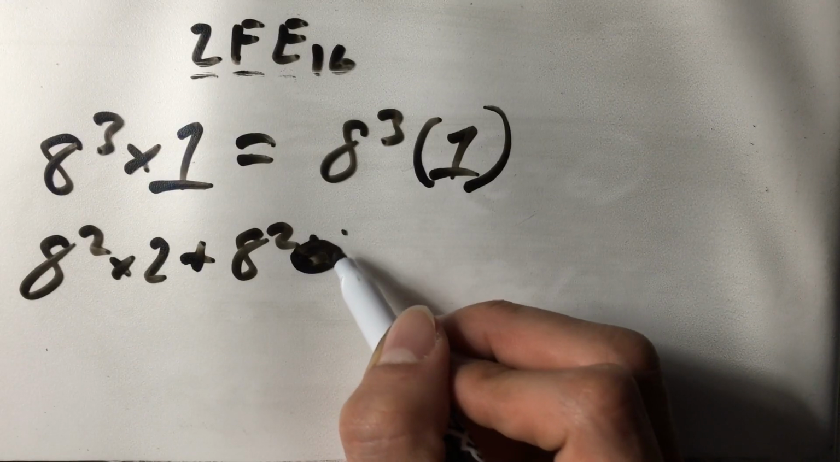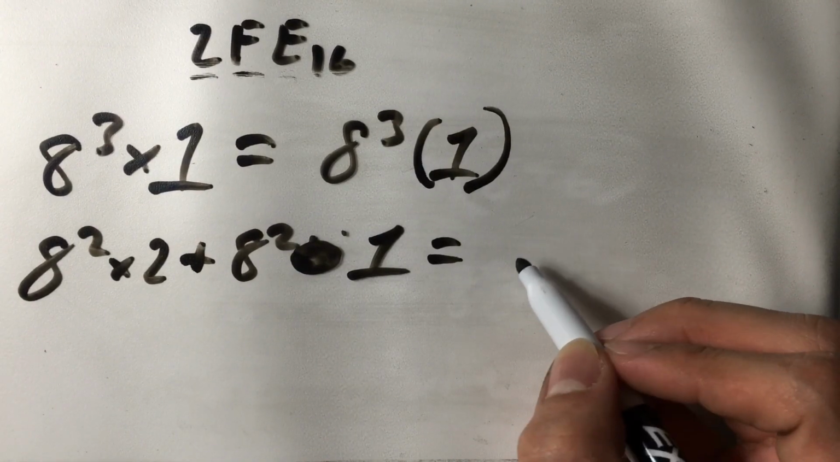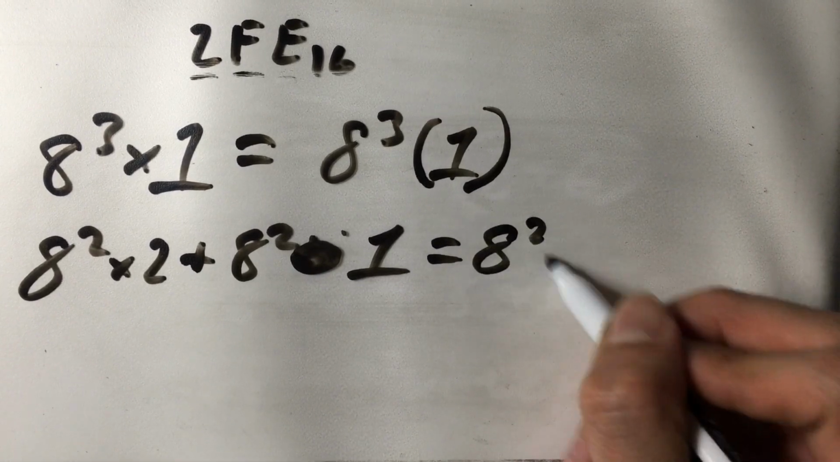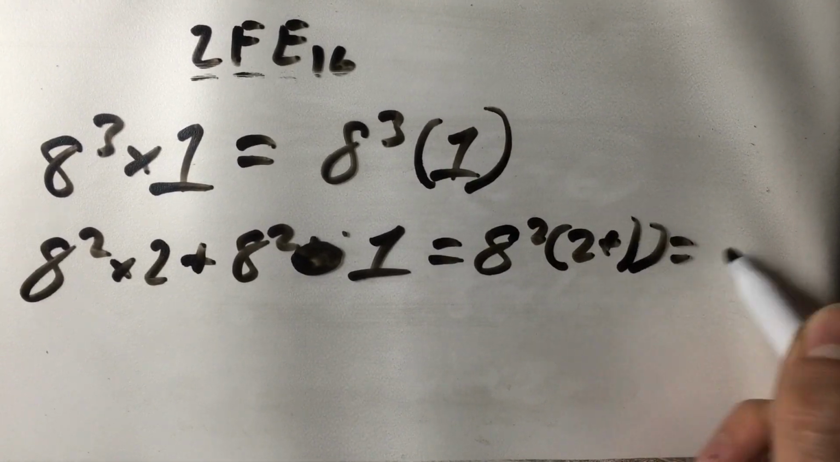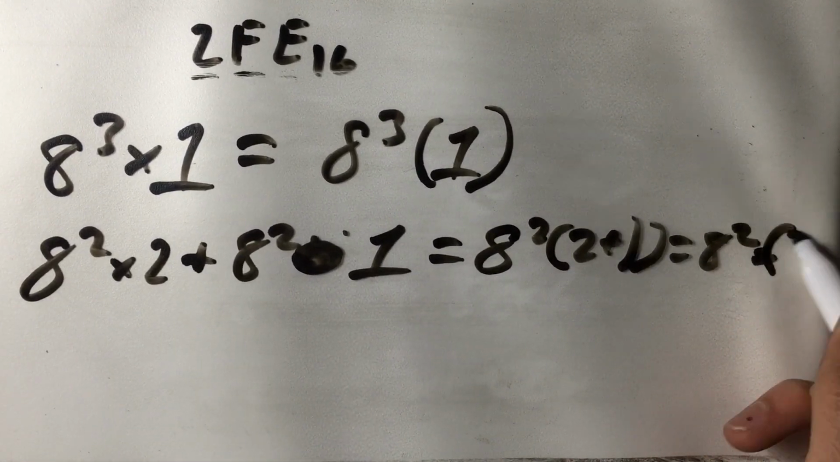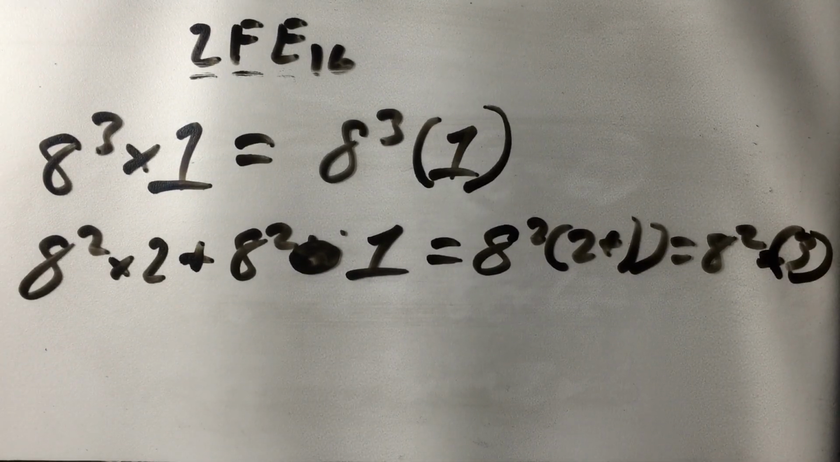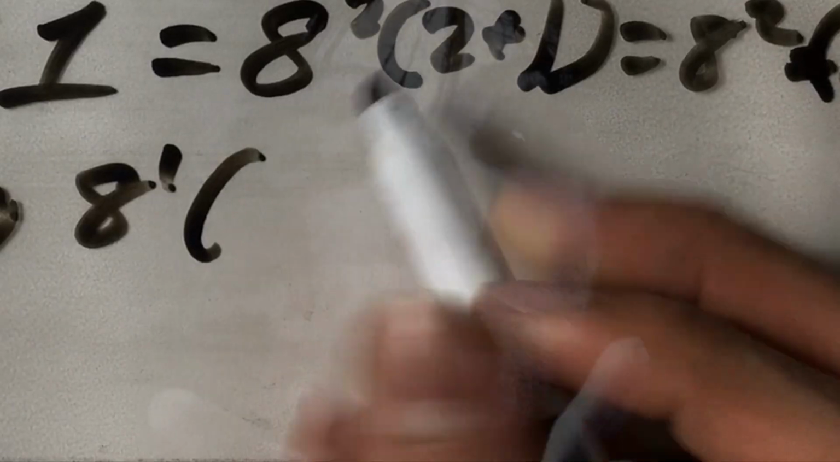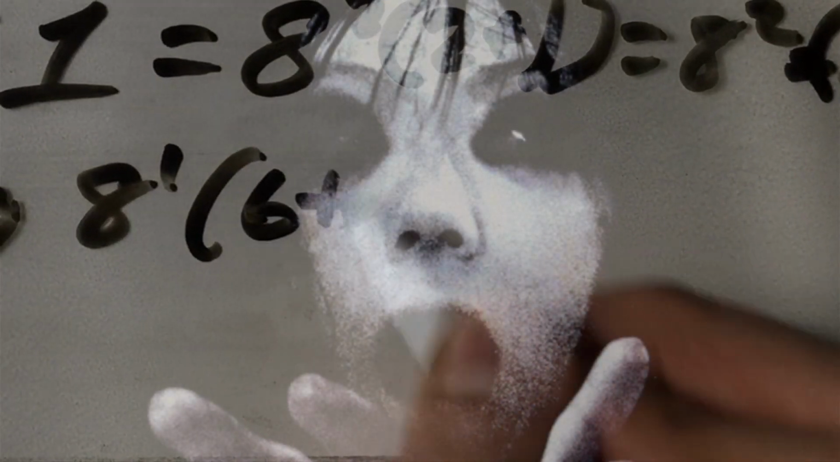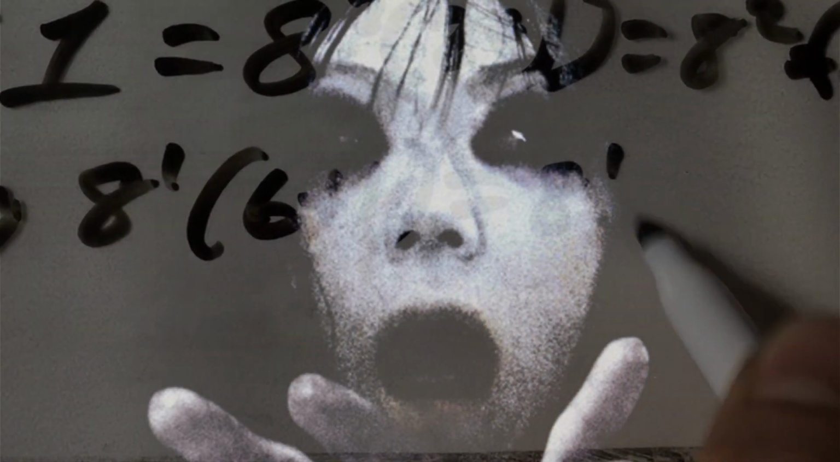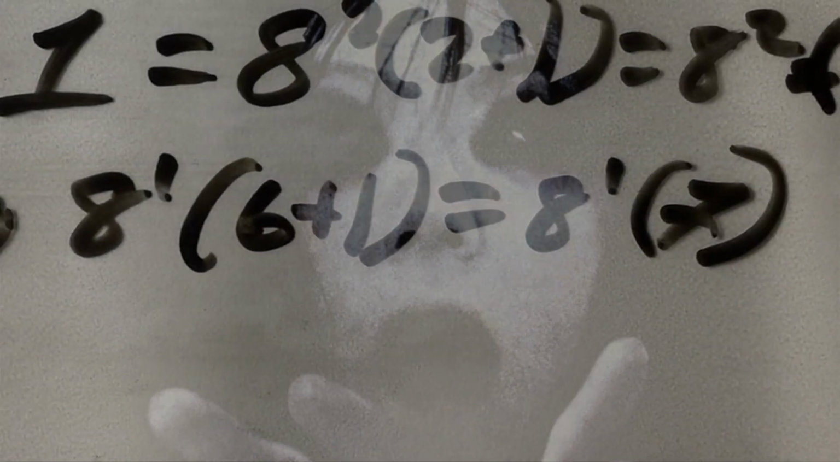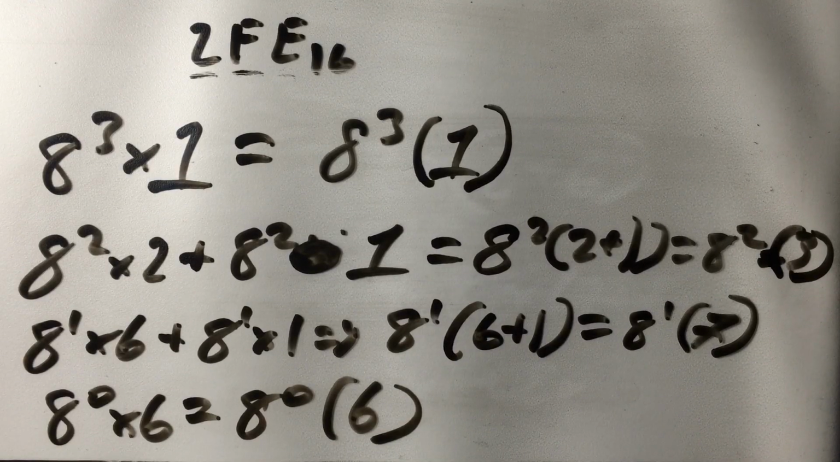It's black like my soul. And what do we get? We get 8 squared times 2 plus 1, which equals 8 squared times 3. And we do that again for 1. See, we're all having fun here. We're all doing good things to get better with our life.